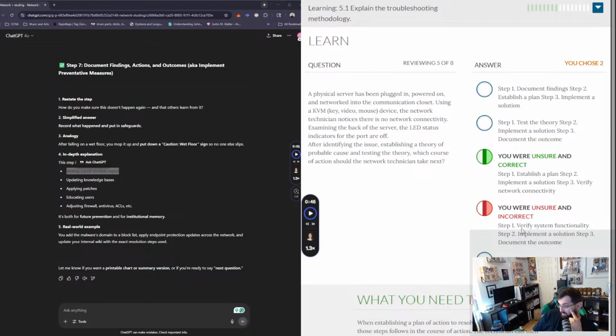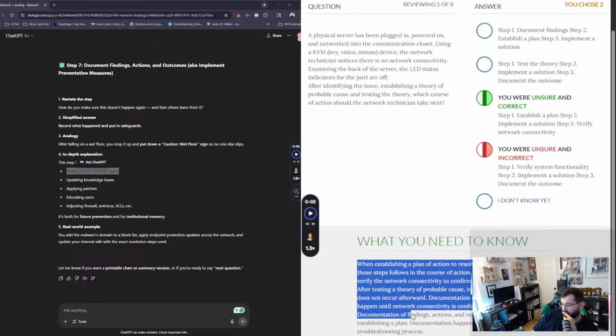Okay, I thought it might have been verify system functionality, but we don't need to do that because it's already off. We already know that the light is off. Okay, step 2, implement a solution. Step 3, document outcomes.